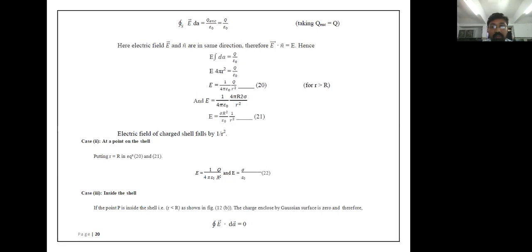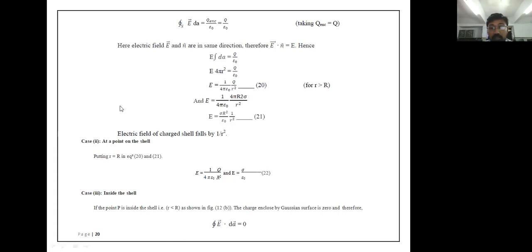So E into 4 pi r square is equal to q upon epsilon 0. And if we make E the subject, we want to find out the electric field at point P. So we make E the subject. So it is equal to 1 upon 4 pi epsilon 0 into q upon r square. So this is equation number 20.